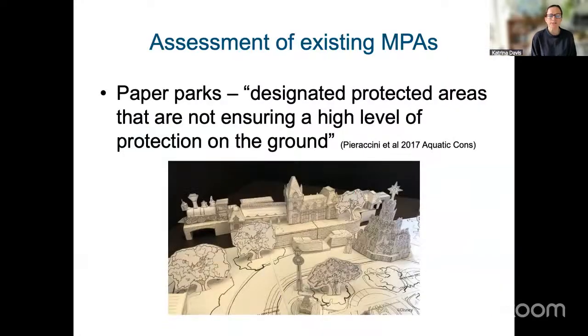Okay, so the problem with this, of course, is that if we have areas where we are restricting human activities, and we do not actually achieve the restriction in human activities, we don't get any of the benefits from restricting human activities. So what we end up with are what's known as paper parks. This is a term which was initially coined for terrestrial systems, but functions just as well in marine systems. So what happens is we'll designate a marine area as a marine protected area, but they're not actually achieving any protection.